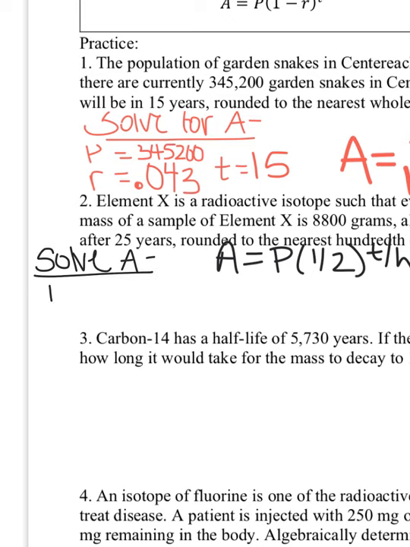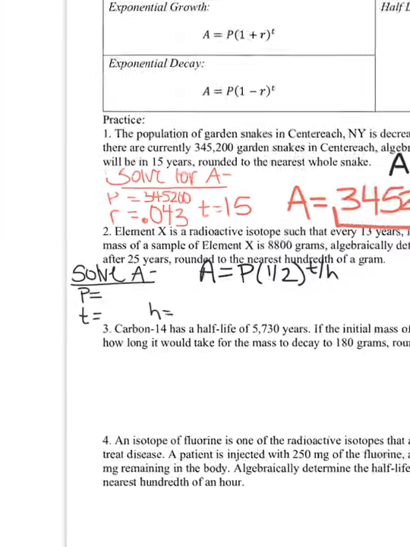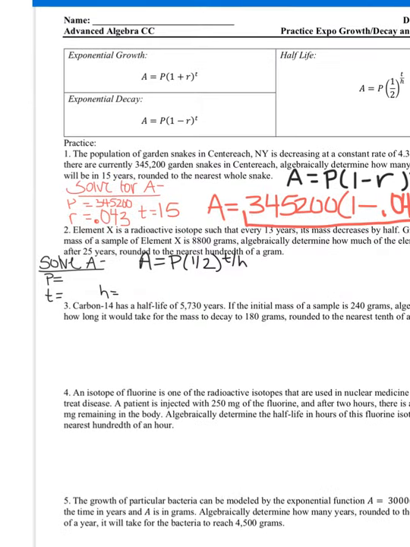So we have to plug something in for P, which is the starting amount, something for T, which is how long it's been, the time, and something for H. Now, H is also a form of time, but it is specifically the half-life. So as we start rereading this, it says that every 13 years, its mass decreases by half. That means that the half-life is 13 years.